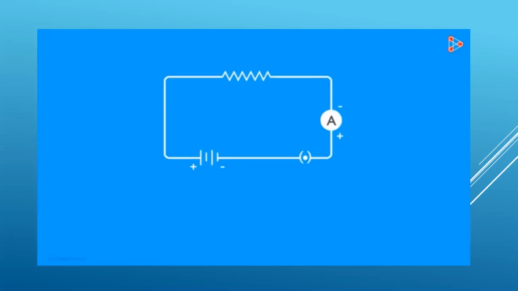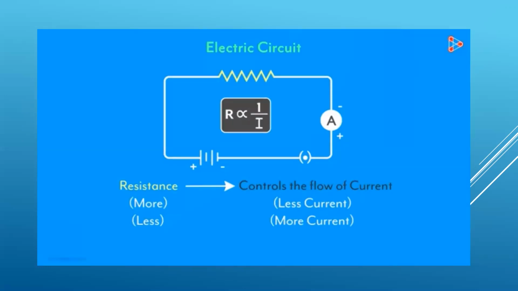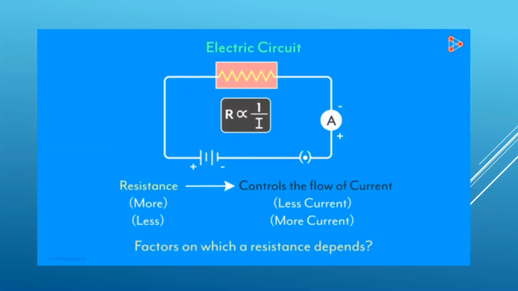Do you remember what resistance is in an electric circuit? It is something that controls the flow of current. If it's more, then the current reading will be lower, and if it's less, then the current reading will be higher. It's inversely proportional to the current. Let's talk a bit more about resistance. What are the factors on which the resistance of a conductor depends? When can we say that the resistance of a conductor is more or less than that of another?